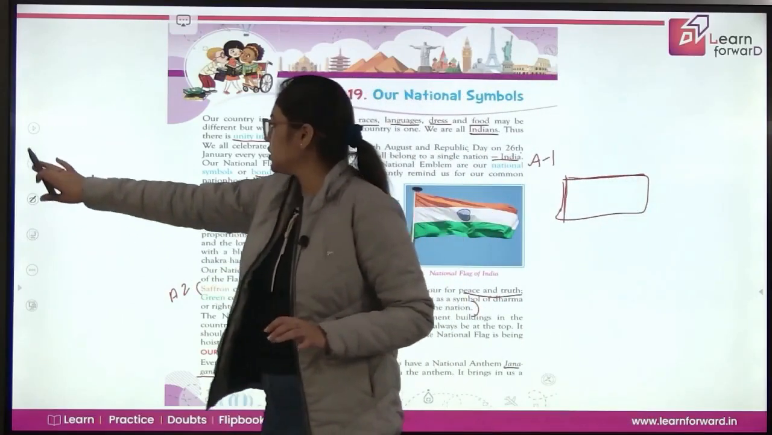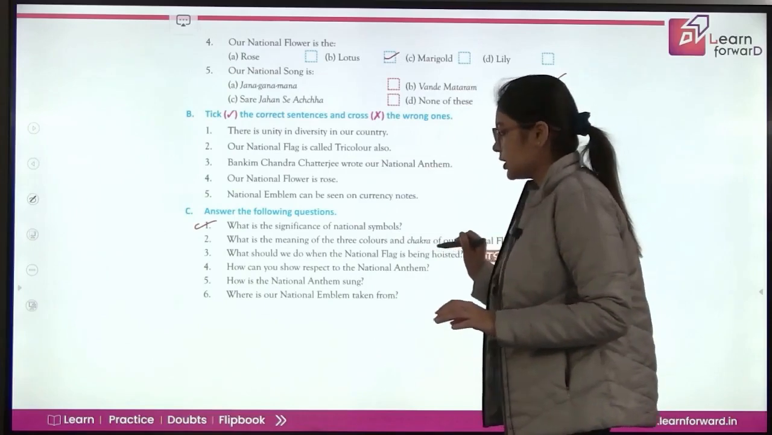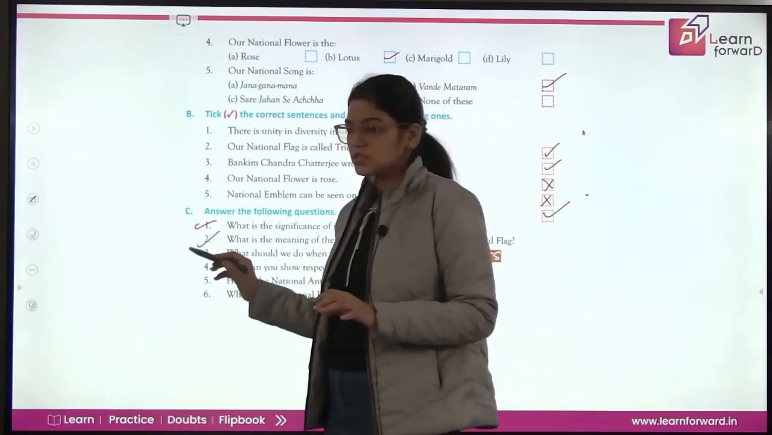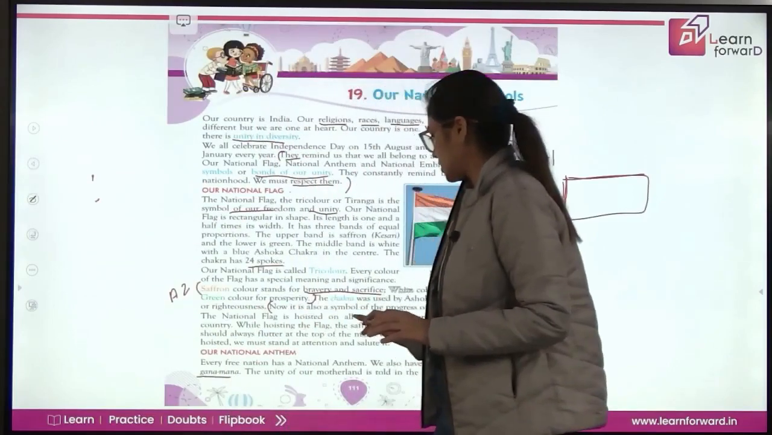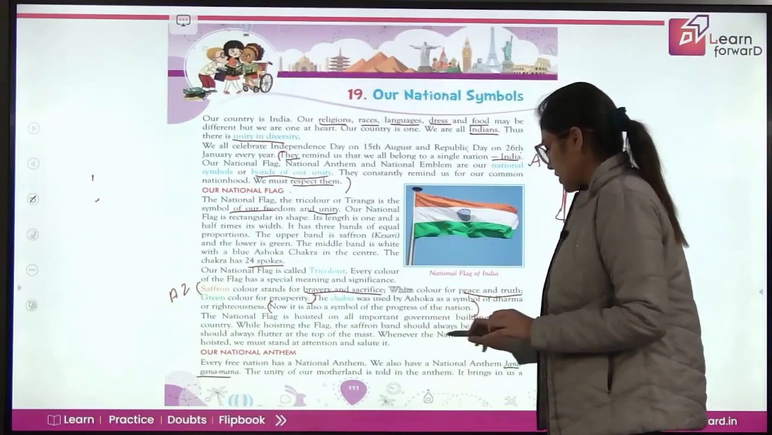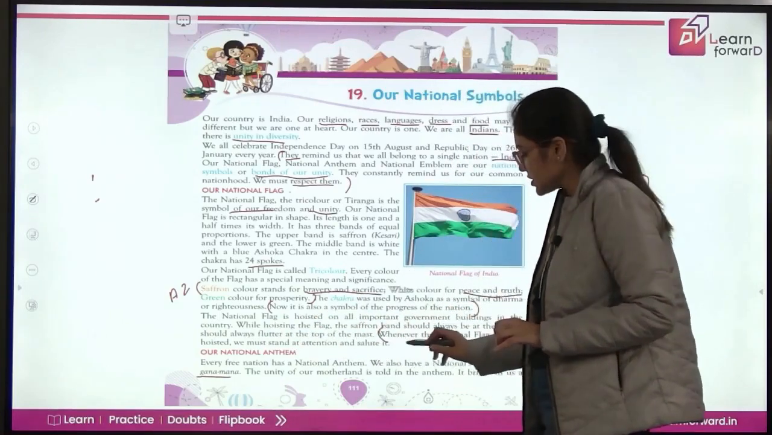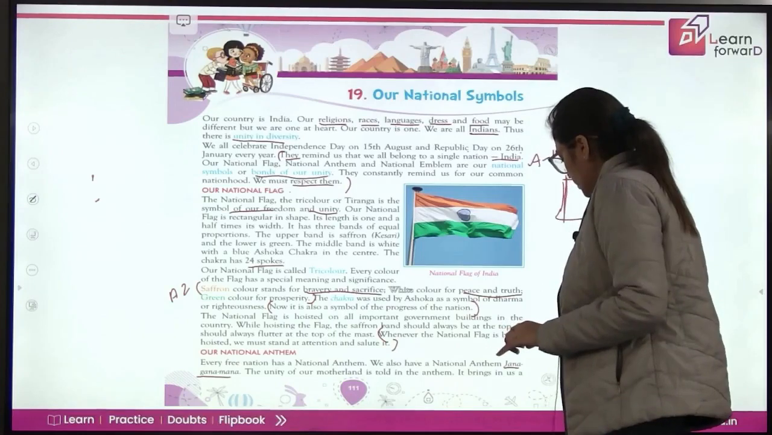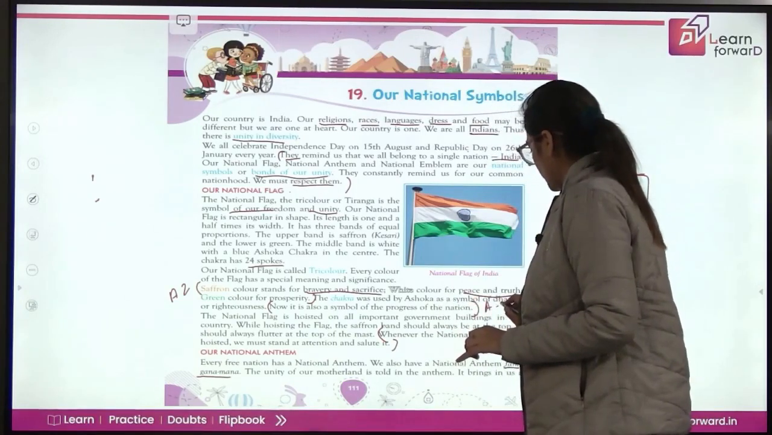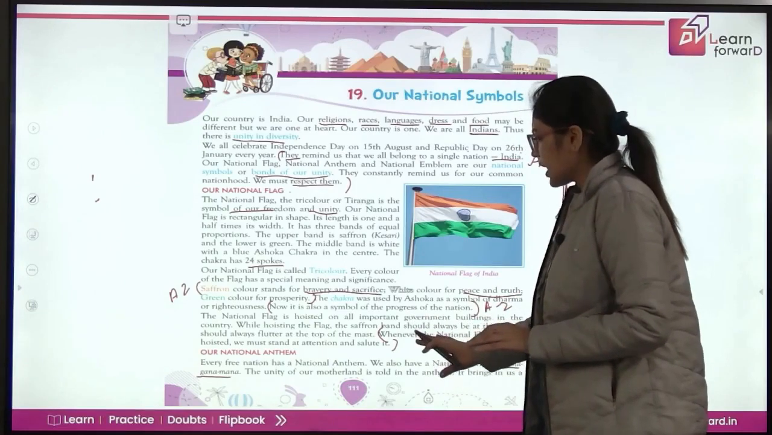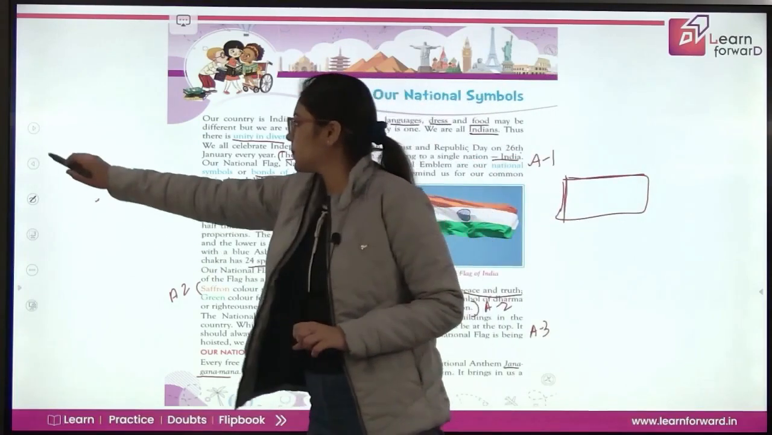Now question number 3. What should we do when the national flag is being hoisted? When the national flag is being hoisted, we should stand at attention and salute it. So this is your answer number 3. Don't get confused between 2 and 3. You will get answer number 3 in the last line of the last paragraph.